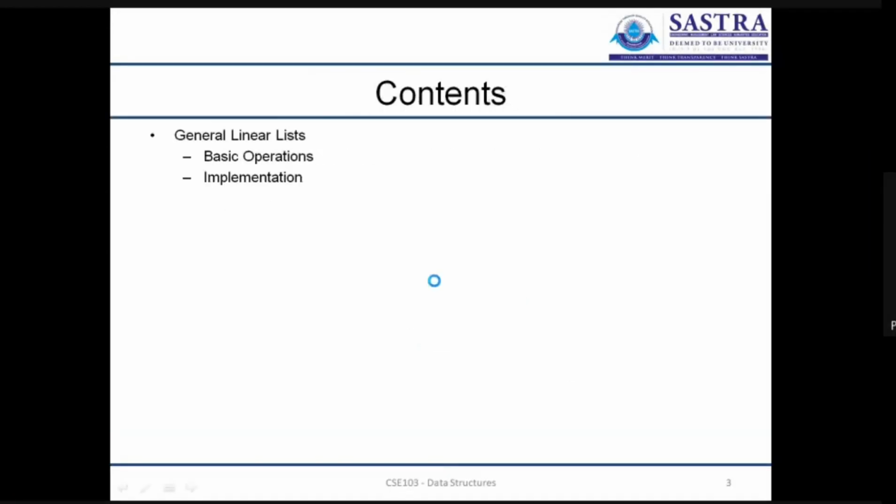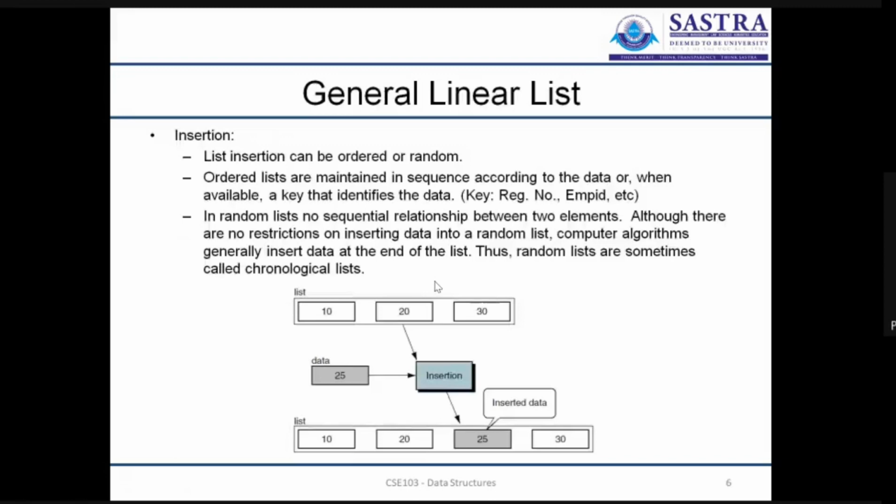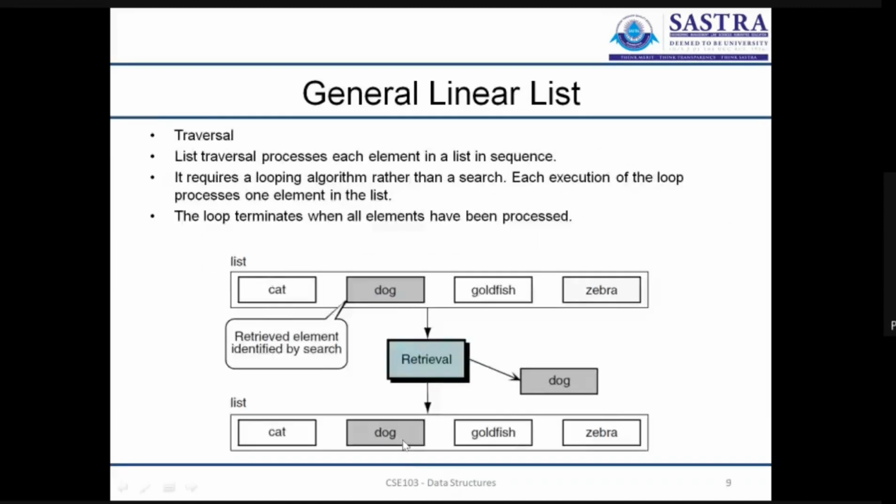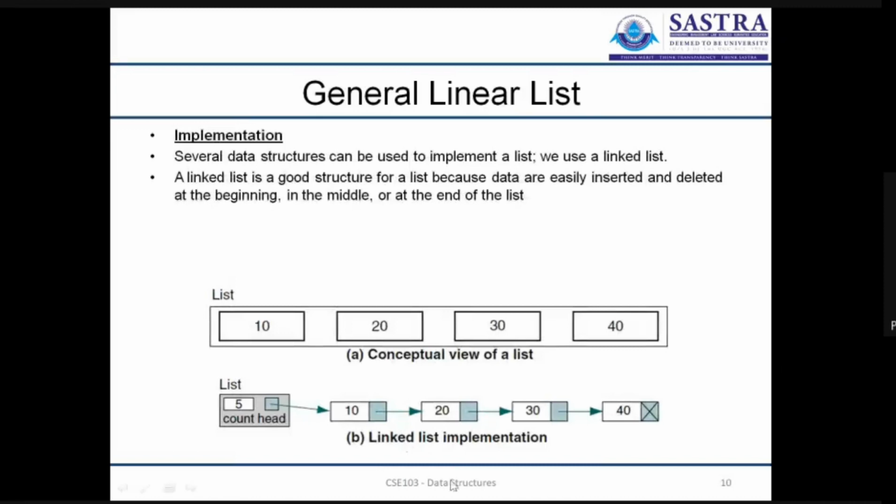So what does a doubly linked list mean? In a general linked list, each node will have one pointer that is pointing to the next element. This is the structure that we are using. See here, the linked list implementation.